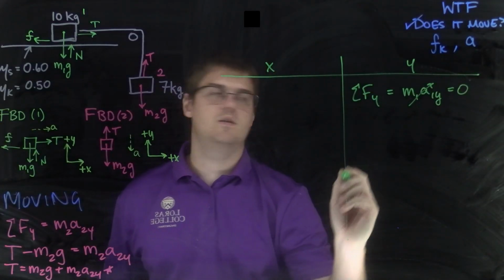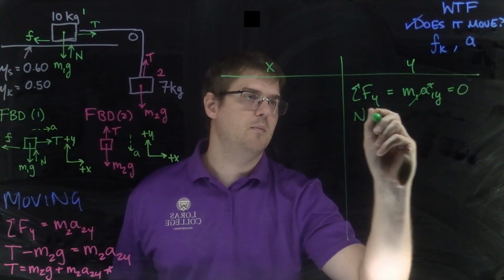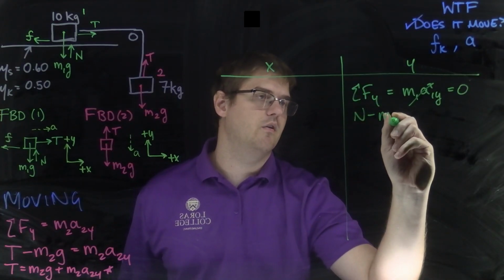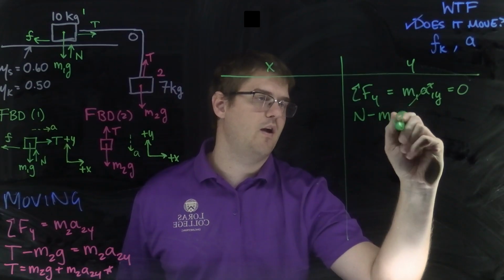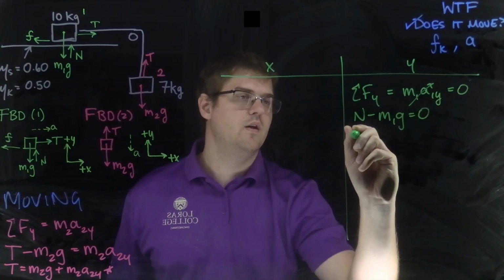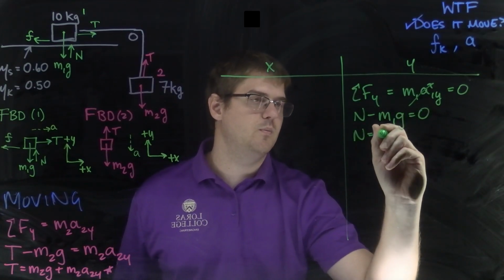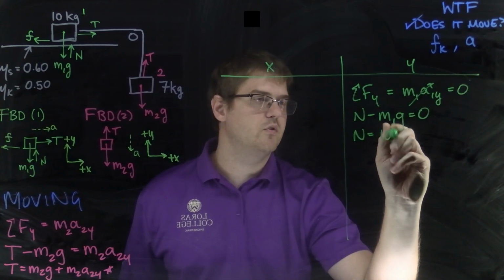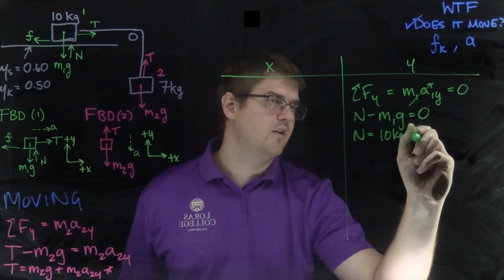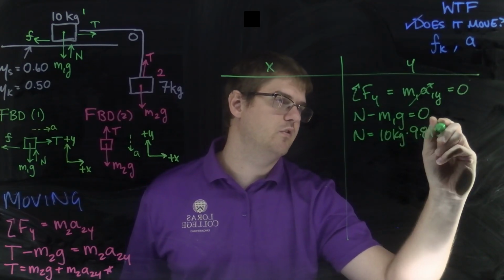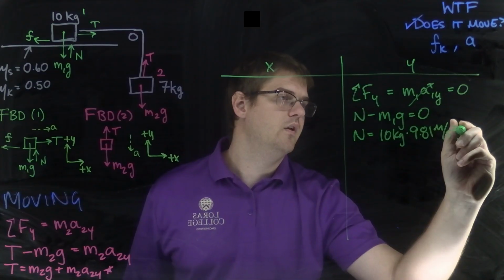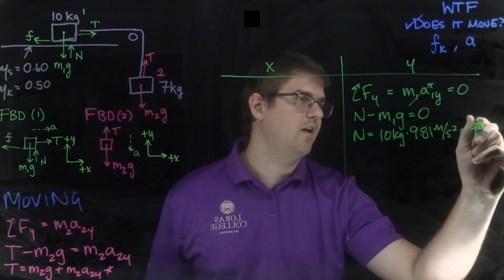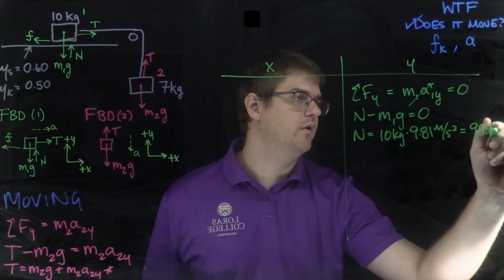Sum of forces is just going to be normal minus mass of object 1 times gravity is equal to 0. I can still say my normal is going to be equal to my mass, which was 10 kilograms, times 9.81 meters per second squared, which is equal to 98.1 newtons.